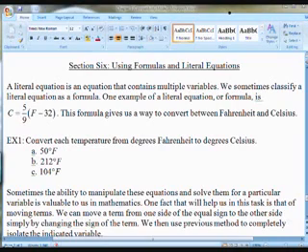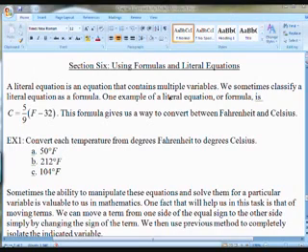Literal equations, 3.6, using formulas and literal equations. It says, a literal equation is an equation that contains multiple variables. We sometimes call this a formula, and you've dealt with formulas in the past. In geometry next year, you'll deal with a lot of formulas, area formulas, volume formulas, all sorts of formulas. The Pythagorean theorem is another type of formula. If you learn this, guys, it makes using formulas much easier.